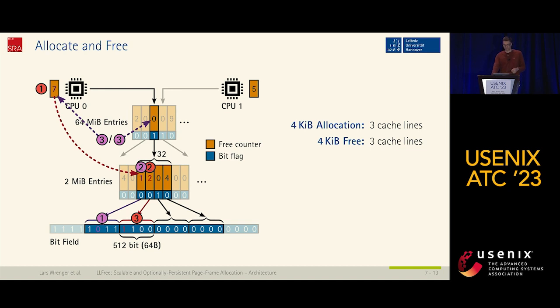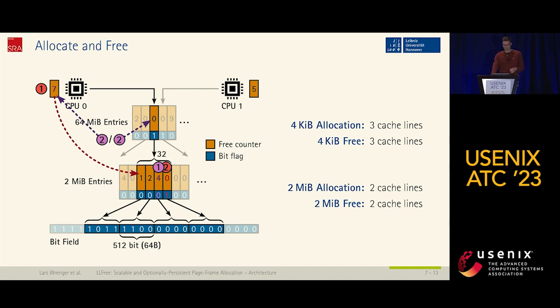And 2 MB huge page allocations are even faster, because for them we do not have to access the bit fields at all. We can just toggle the flags in the 2 MB entries directly. So we only have to access 2 cache lines for them.